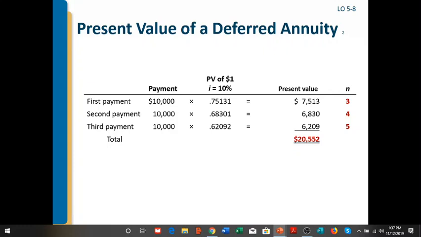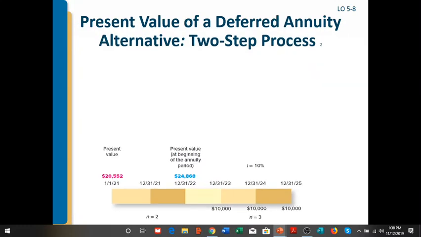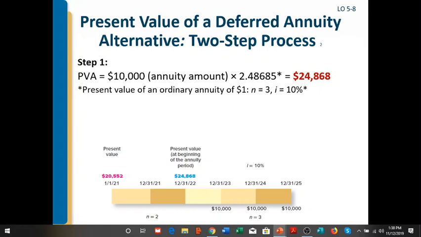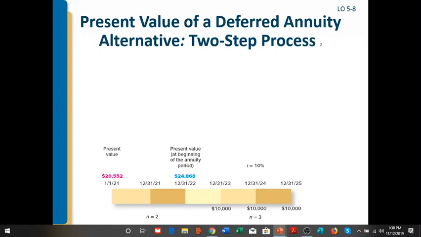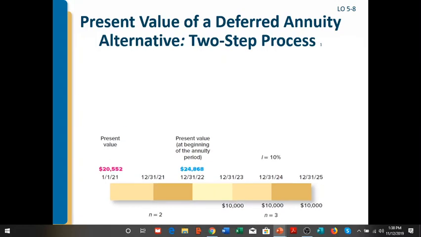And so here, what you're going to do is simply go to your present value of an ordinary annuity table, and if you look down at... well, hold on.